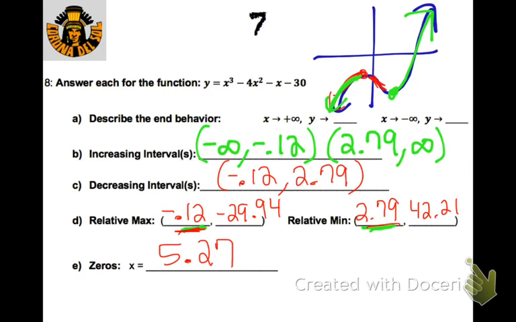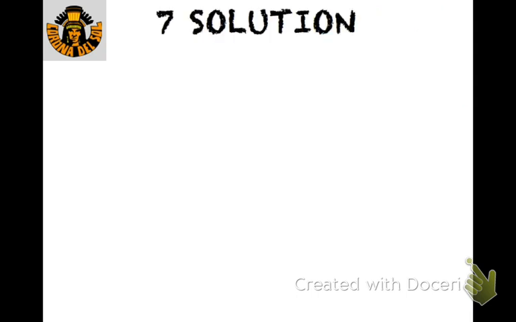So describe the end behavior. As x approaches infinity, that would be positive infinity because it's going up there. And then as x approaches negative infinity, that would be negative infinity. All right, so we got everything on that. All right, next one.